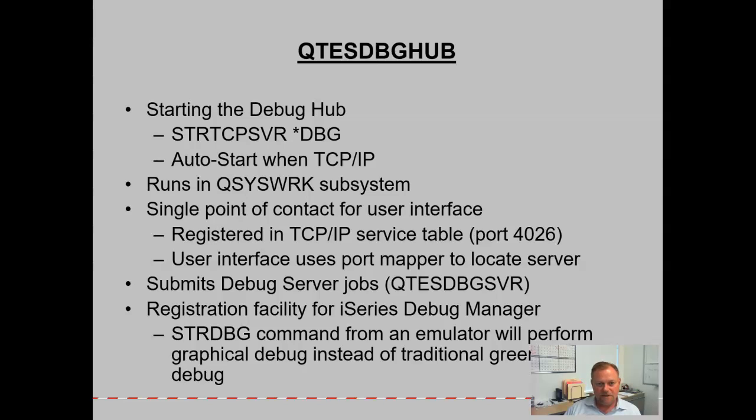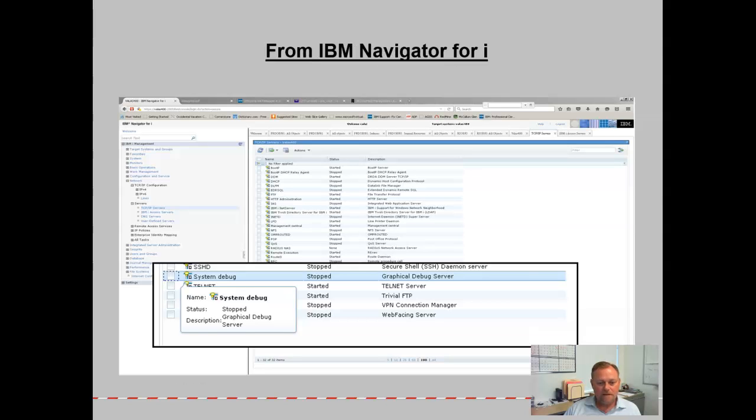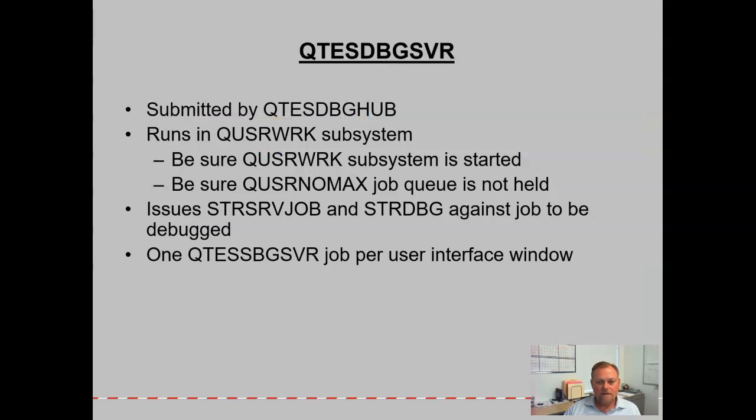This is the Debug Hub job. This is a TCP/IP server, star DBG, very similar to star admin. If you configure this to start when IP starts, then you'll never have to worry with this again. Here is the Debug Hub in the Navigator for i view. And here's the QTEST Debug Server job. The Debug Hub kicks off a debug server job for every active debug session you have.